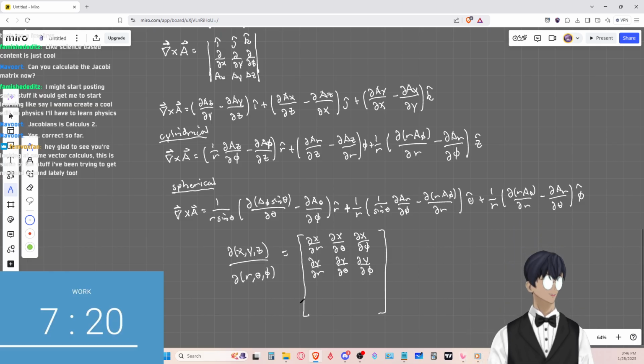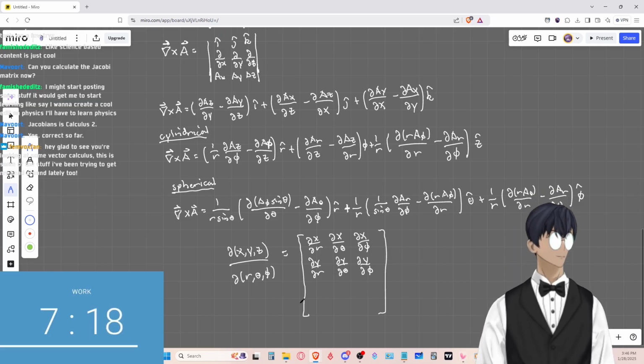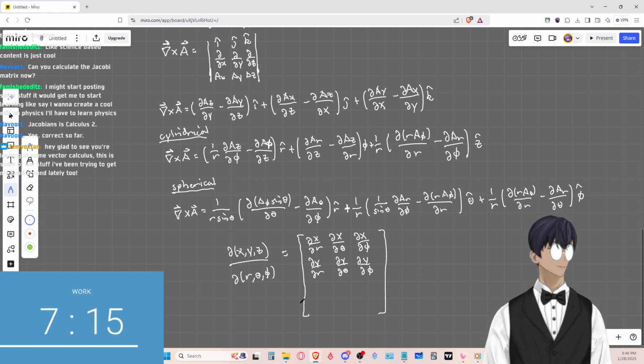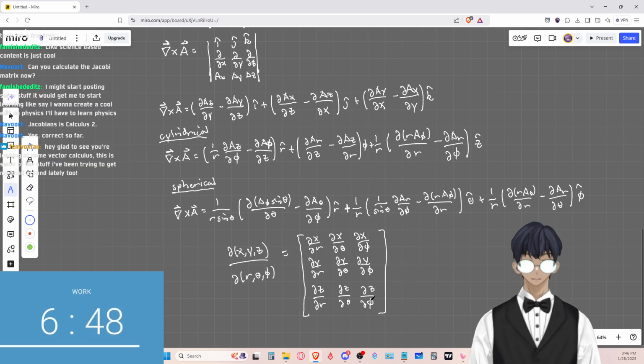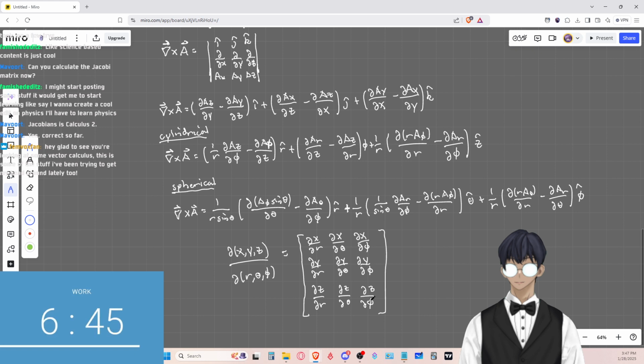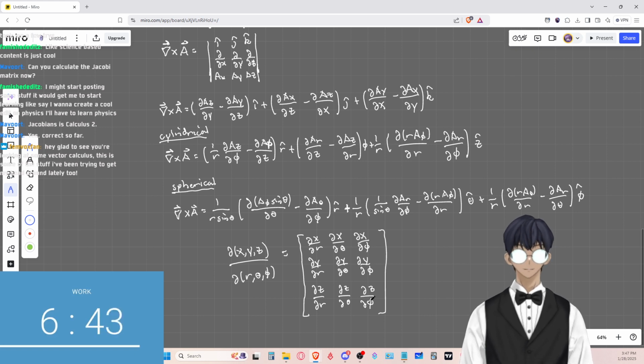Glad to see that you're... Oh, hey, Vemvox. You're looking at some vector calculus. This is some of the stuff I've been trying to get around my head lately. Oh, okay. Well, hopefully my struggle becomes your awesome lesson. But I'm glad that I'm actually writing it right, Mavort. Okay, that looks about right, right? Hopefully I didn't get the terms mixed up.